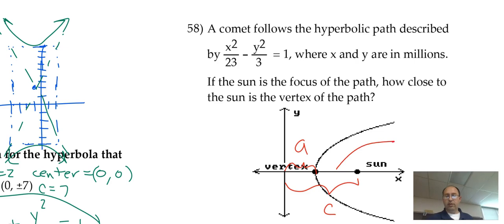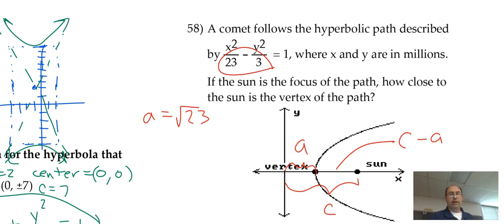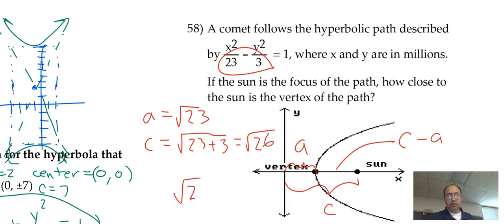So when they're close together, that would be C minus A. Okay. It's opening left and right, so we've got an A value. A is equal to the square root of 23. And we want to add those together to find C. C is equal to the square root of 23 plus 3, or the square root of 26. And so the C minus A would be radical 26 minus radical 23.